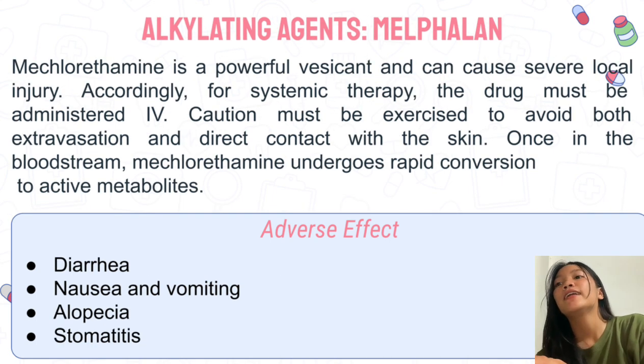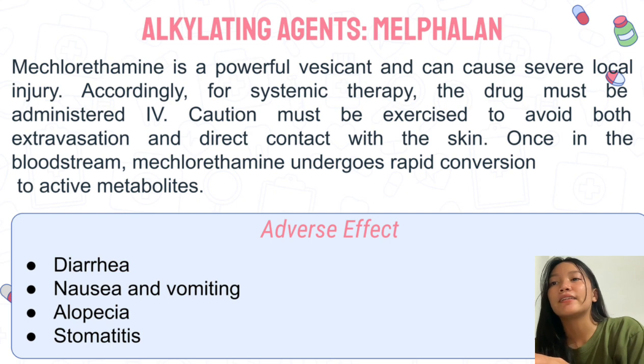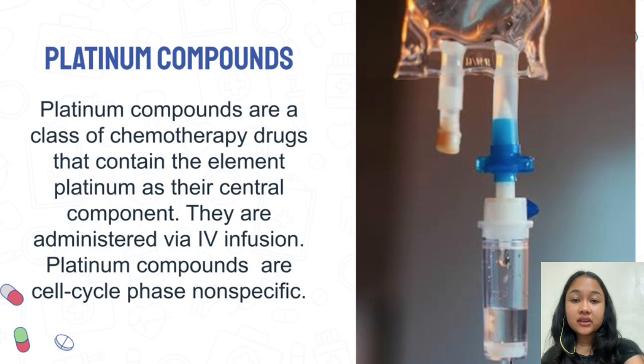The next drug of the alkylating agents is melphalan. Melphalan is a powerful vesicant and can cause severe local injury. Accordingly, for systemic therapy, the drug must be administered in a vein. Caution must be exercised to avoid both extravasation and direct contact with the skin. Once in the bloodstream, melphalan undergoes rapid conversion to active metabolites, and the adverse effects of melphalan are diarrhea, nausea and vomiting, alopecia, and stomatitis.